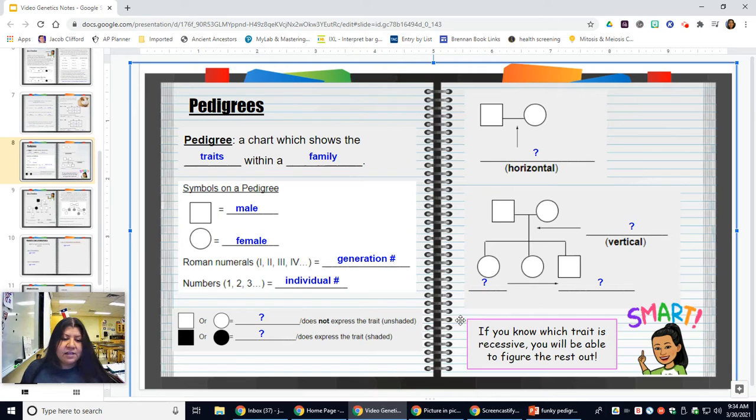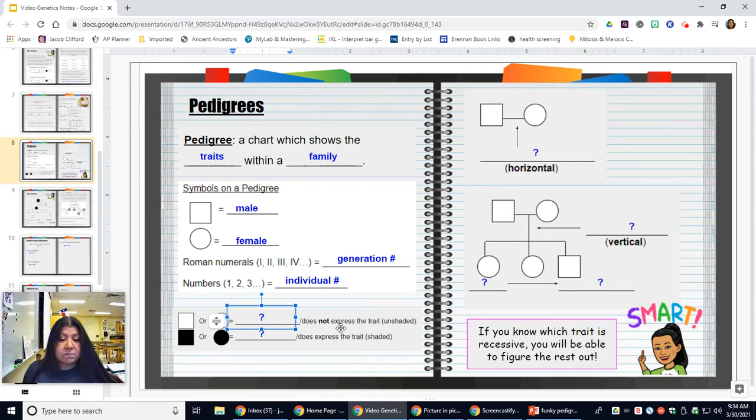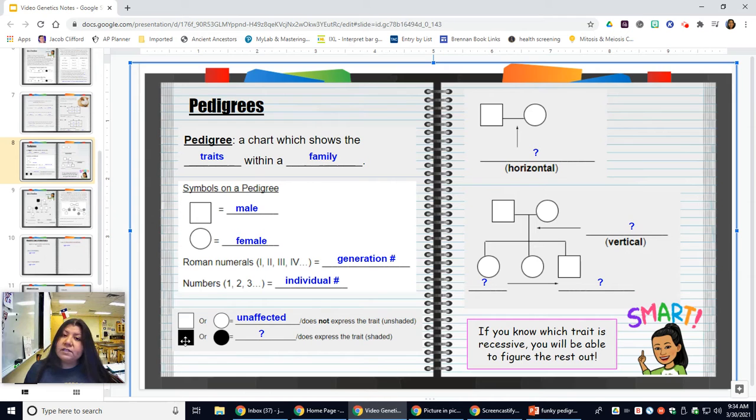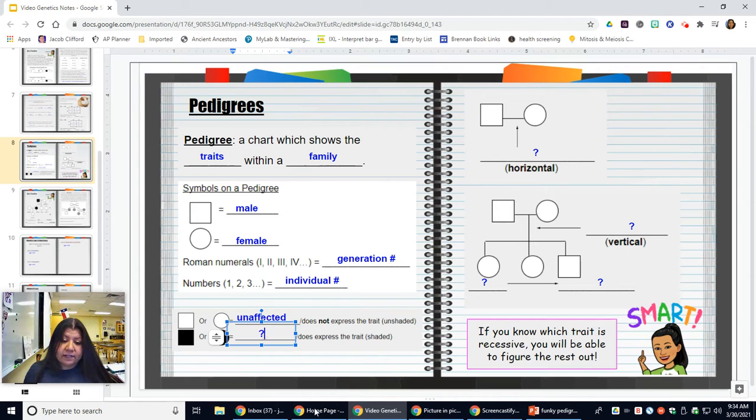Okay? So of these squares and circles, I can have them uncolored, which means that they do not express whatever trait I'm looking at. So they are unaffected. The ones that are shaded in are affected. Okay, so they do have that trait.